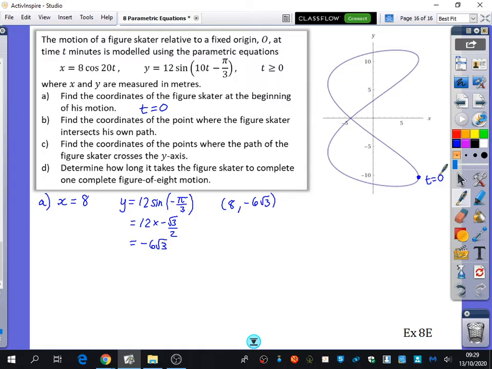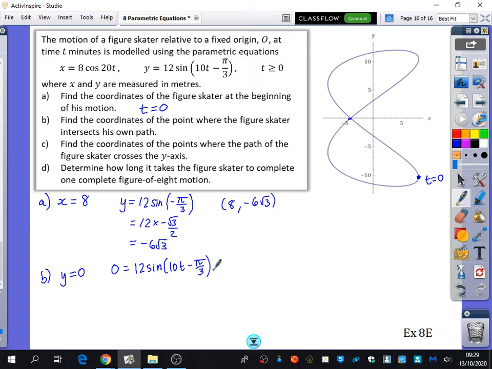It wants us to find the coordinates of the point where the figure skater intersects his own path. Okay, so intersecting the own path, we can see from the diagram, is on this part of the axis. What can we tell at this point on the axis? y equals 0. So in disguise, it's asking us to say, when is y equal to 0? So we're going to take this that we have, and we're going to say that 0 equals 12 sine of (10t minus pi over 3).